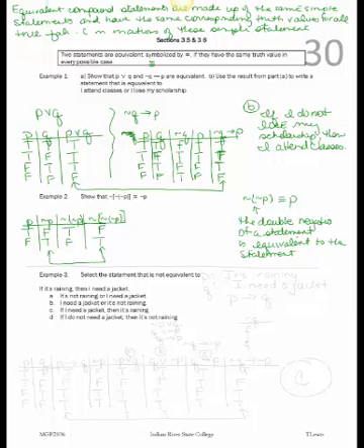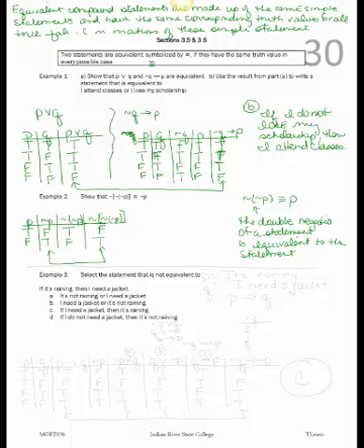All right, last example on this page here. It says, select a statement that is not equivalent to: if it is raining, then I need a jacket. So we have 4 different statements. Part A, it's not raining or I need a jacket. Part B, I need a jacket or it is not raining. Part C, if I need a jacket, then it's raining. And last part D, if I do not need a jacket, then it's not raining.